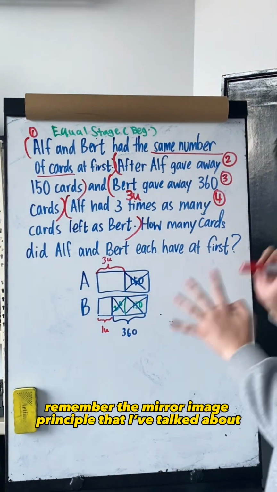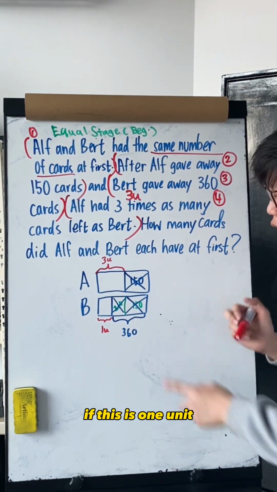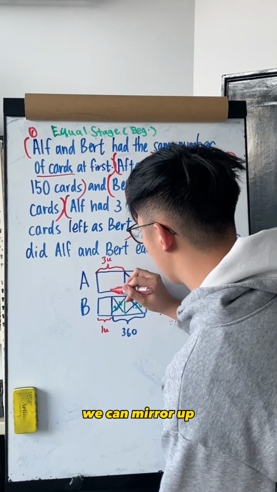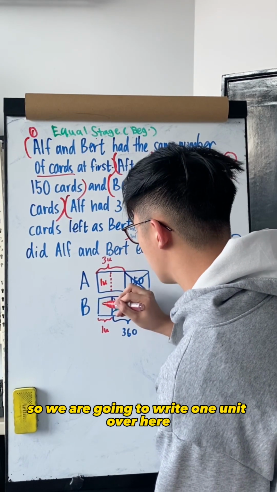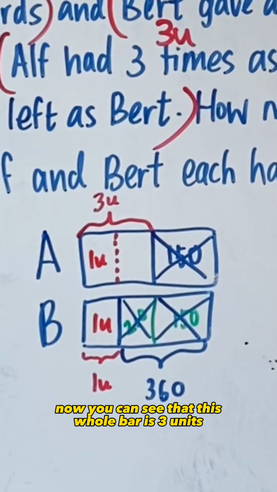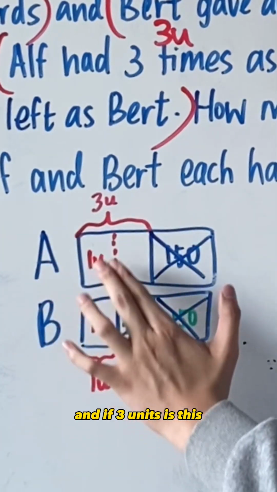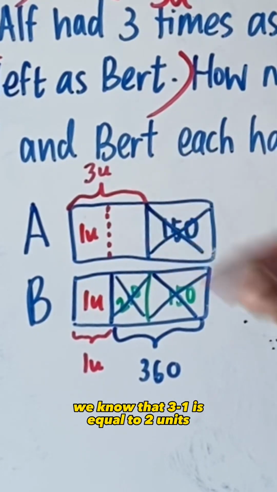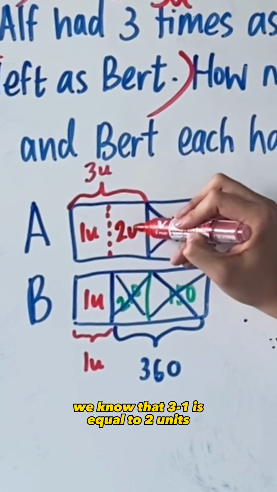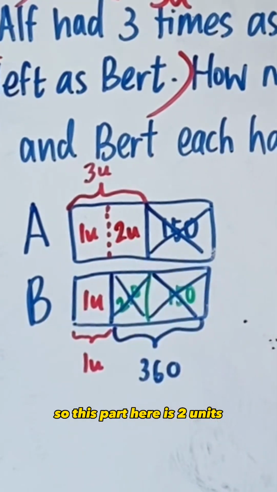Now remember the mirror image principle that I've talked about. If this is 1 unit, we can mirror up and say that this is also 1 unit. So we are going to write 1 unit over here. Now you can see that this whole thing is 3 units, and if 3 units is this, 1 unit is this, we know that 3 minus 1 is equals to 2 units. So this part here is 2 units.